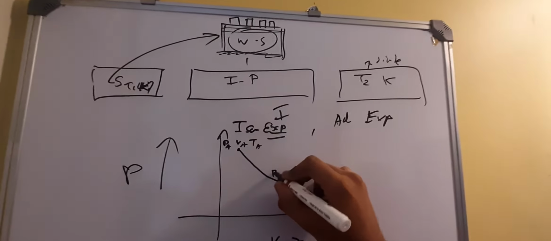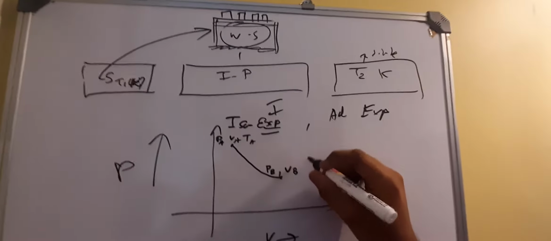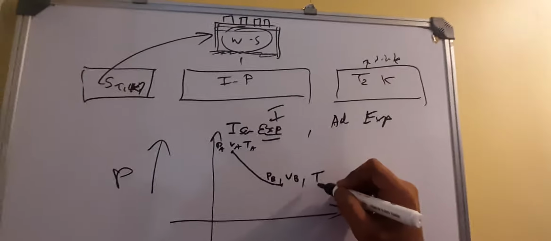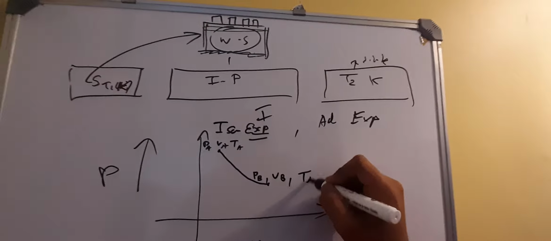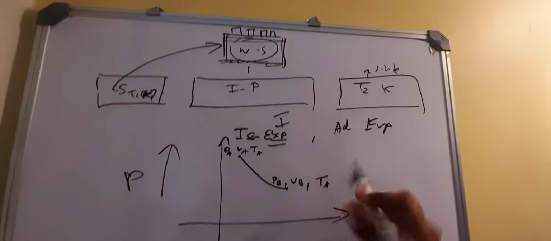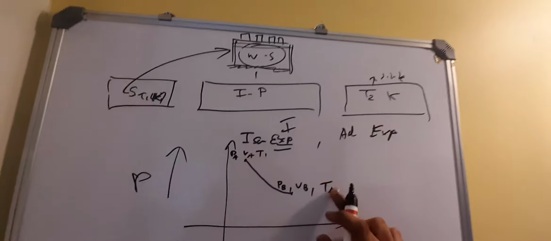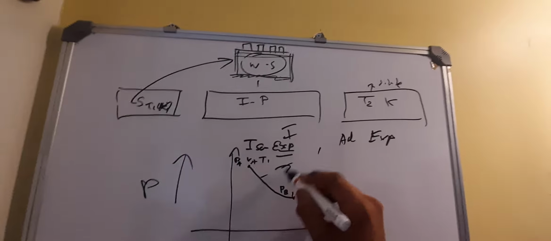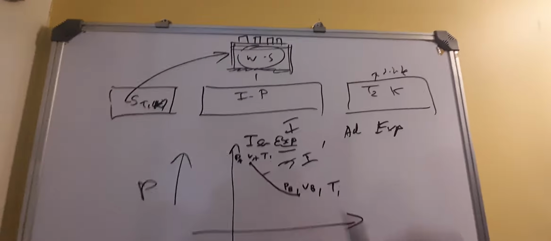As it goes to VB, the pressure also decreases, which means PB. And the temperature remains constant because this is an isothermal expansion, so it remains T of A itself. Or let me call it, in other words, instead of A, let's write it as 1. So this part denotes isothermal expansion, or the first part.